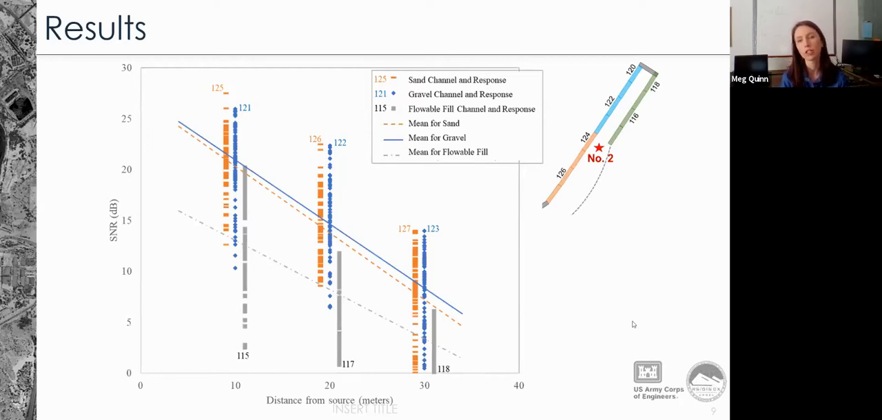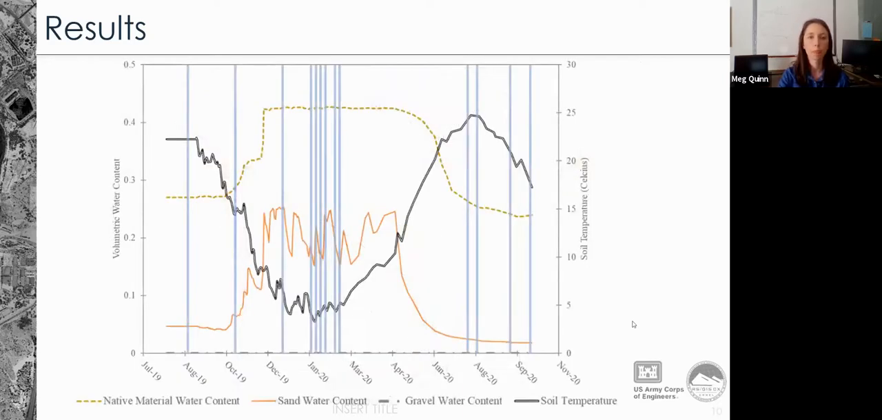due to the stiffness change between where the source, where the impact occurs, propagates through the native soil, and then it goes into a stiffer flowable fill material before making its way to the fiber optic cable. So we think that's what's happening there. But again, another consideration for if you're installing an array in a non-native material type.